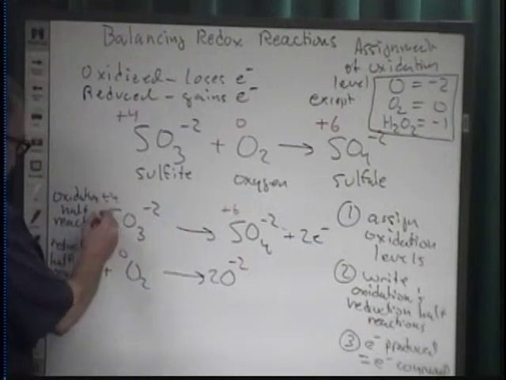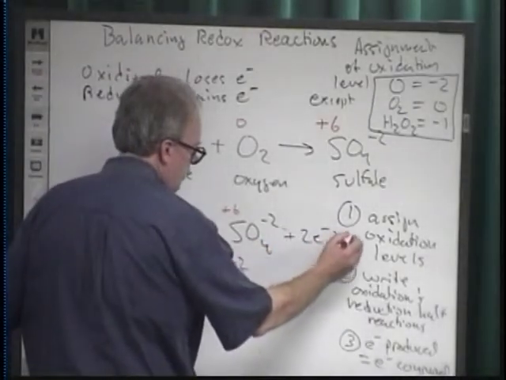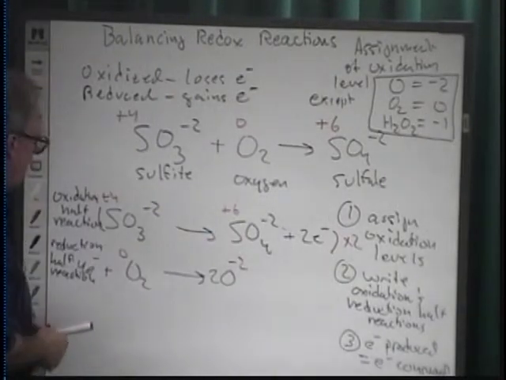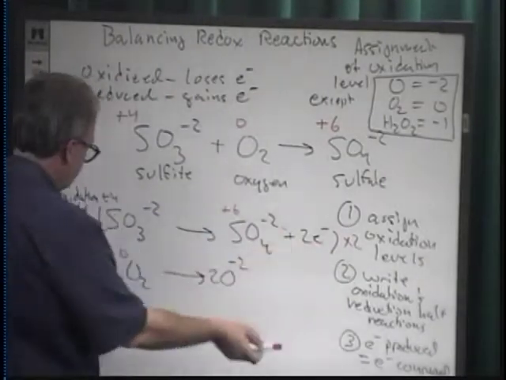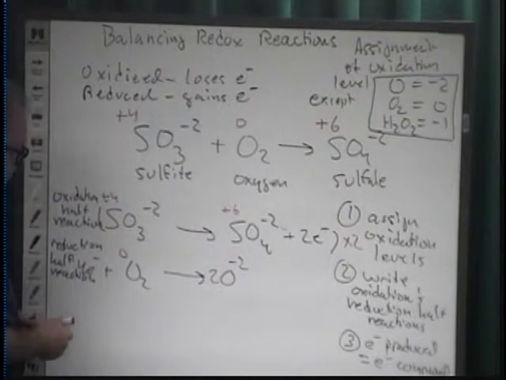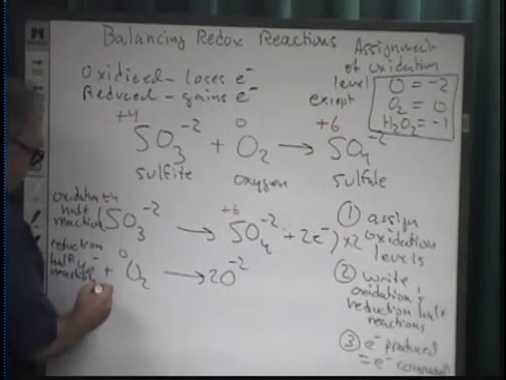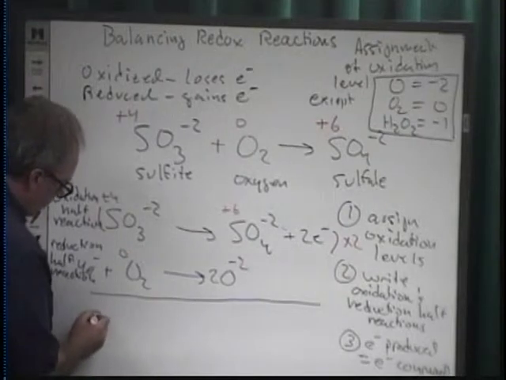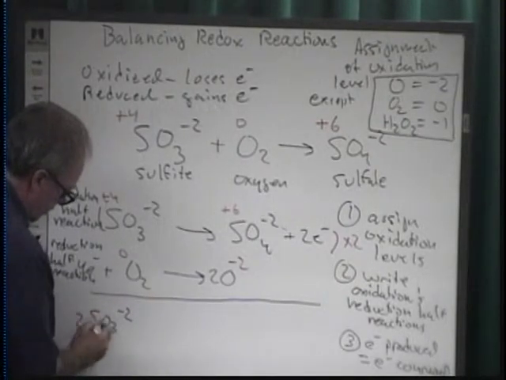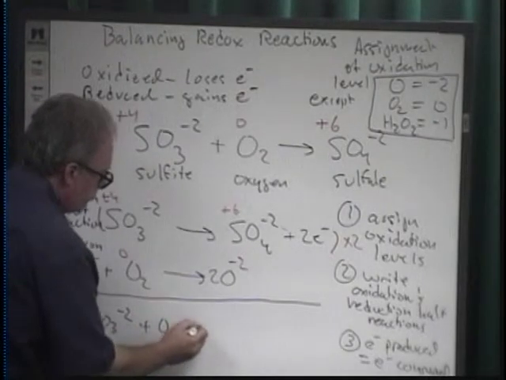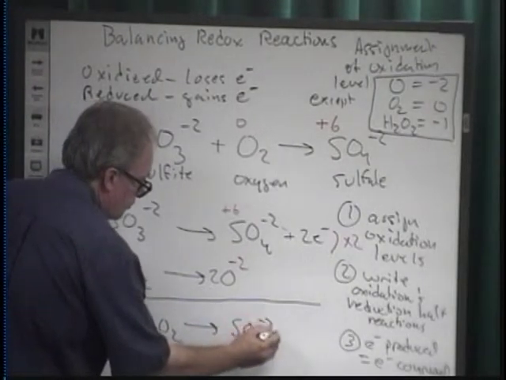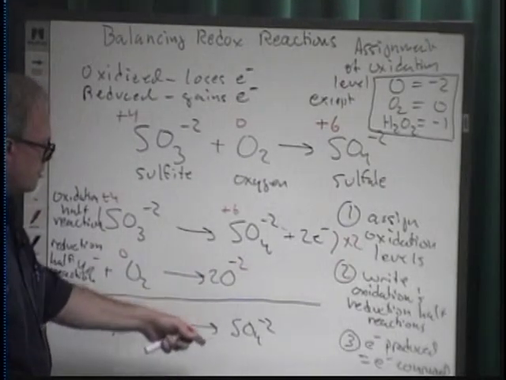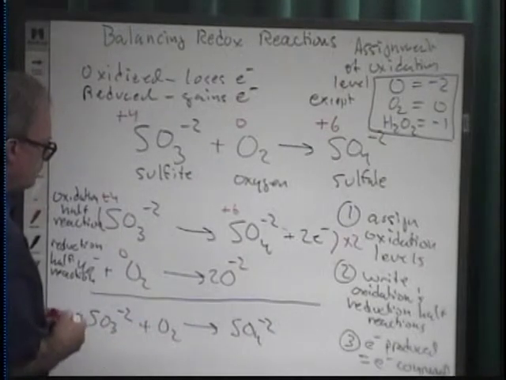Okay, so clearly, if we just multiply this oxidation half reaction of sulfite by 2, we'll have 4 electrons being produced and 4 electrons being consumed. Okay, we add the whole thing up. We would have 2SO3 minus 2 plus O2 goes to 2SO4 minus 2. The electrons would cancel. The oxygens produced are incorporated into the sulfate. Everything is nicely balanced. Okay?